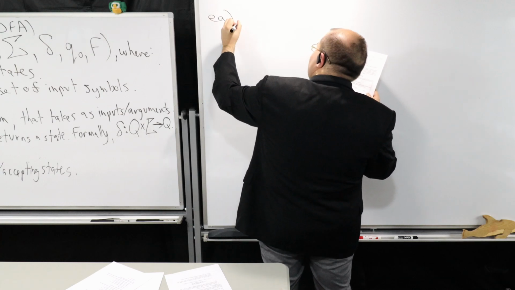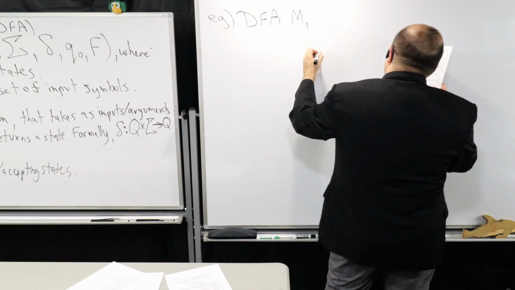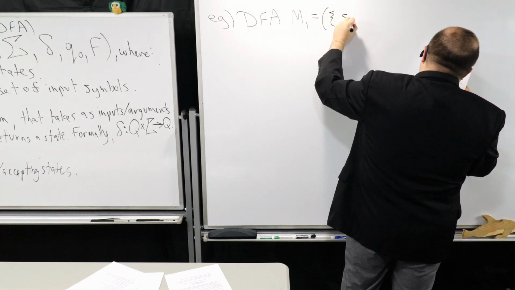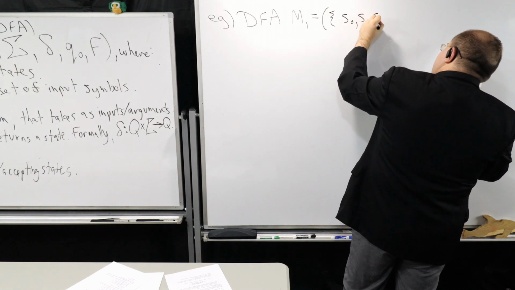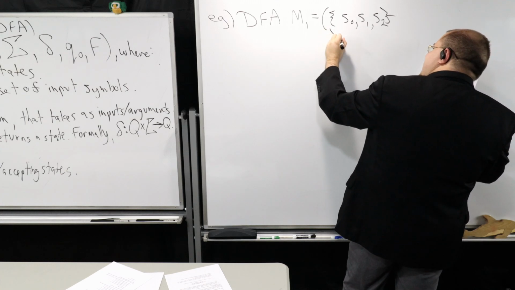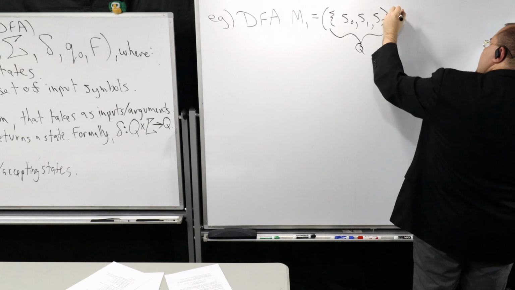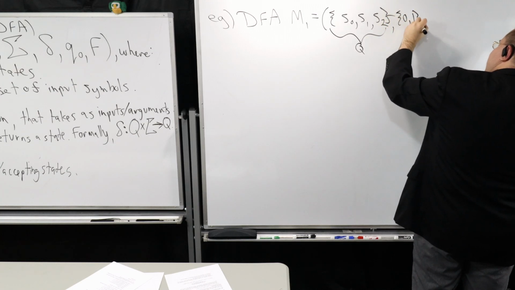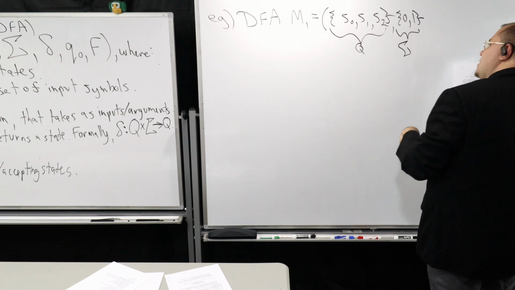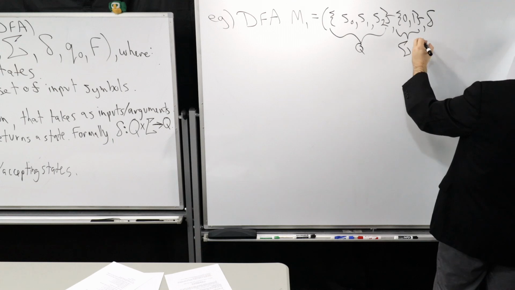So I'm going to define a DFA M1 like this. And I imagine I have my set of states being S0, S1, and S2. So this is my set of states. This is Q right here. And I say 0 and 1. This is sigma right here, right? Then I have delta. I'm going to define that in a moment.